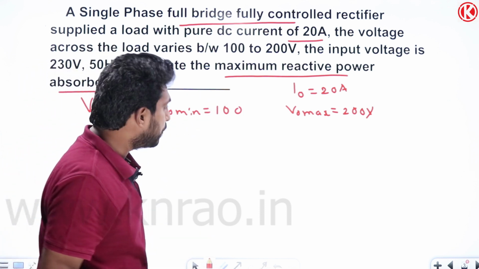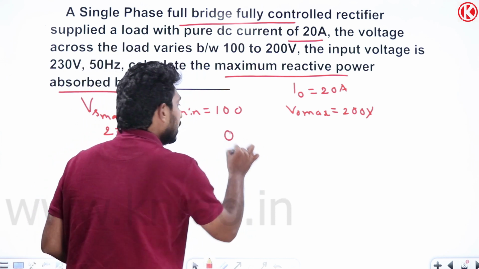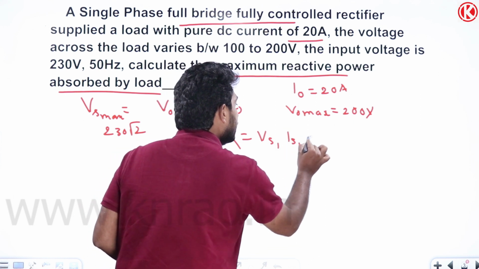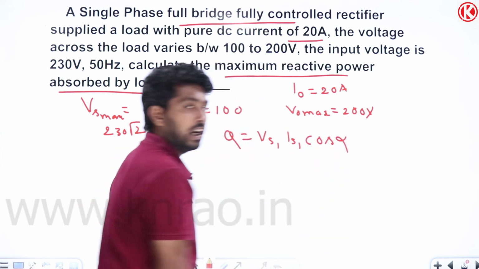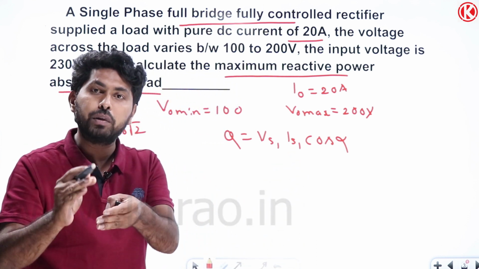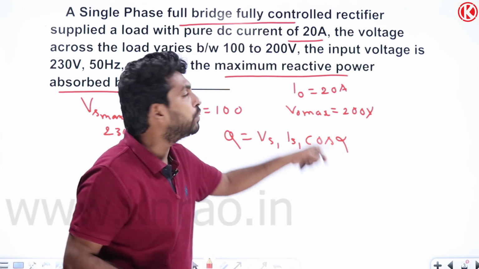So what about the reactive power? We know that reactive power equals Vs1 into Is1 into cos alpha for the fully controlled converter, where Is1 is the RMS value of the fundamental component of the source current. Here alpha is the firing angle.